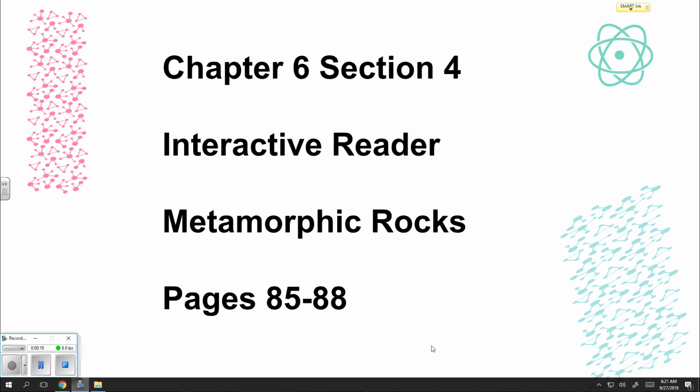Key ideas. As you read this section, keep these questions in mind. What happens during metamorphism? How are regional metamorphism and contact metamorphism different? What are foliated and non-foliated metamorphic rocks?